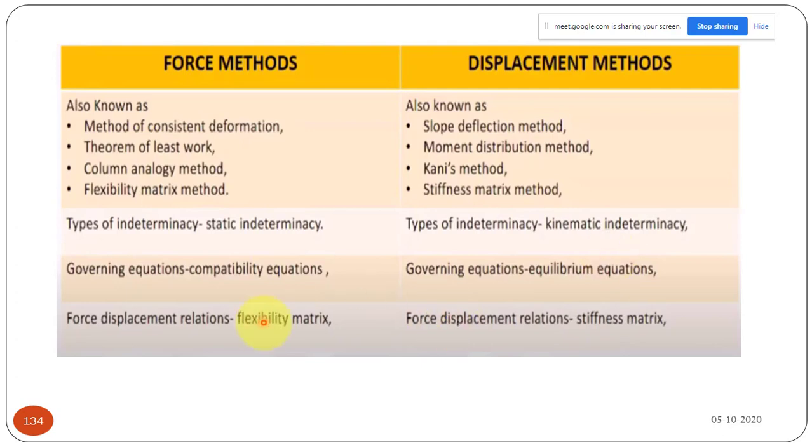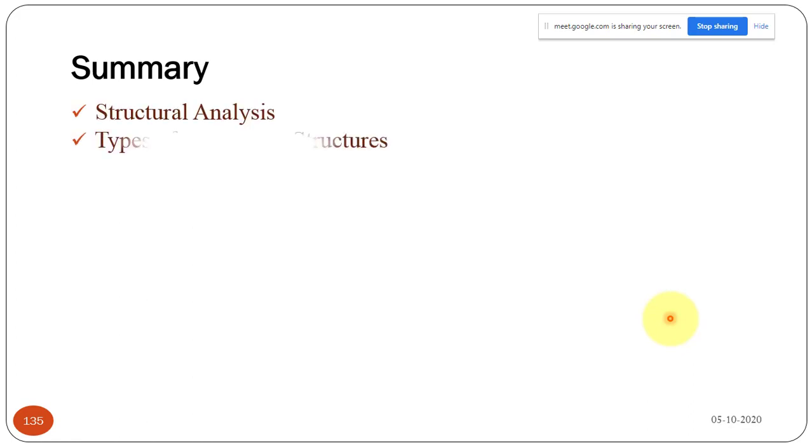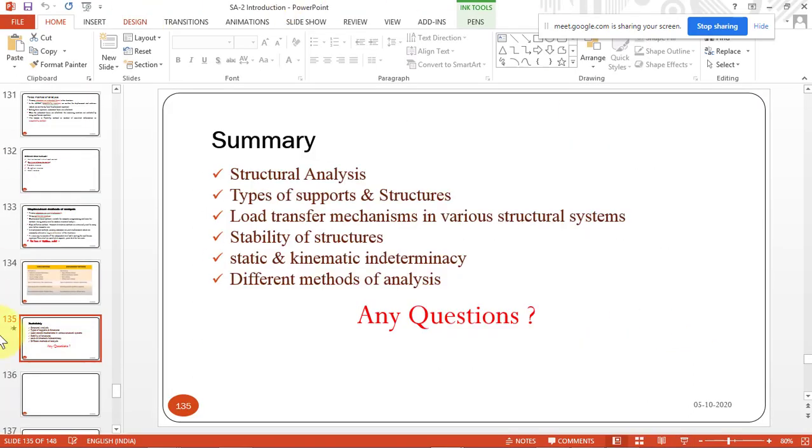It is just opposite, and we can compare. This is the force displacement relation. We can also write it in matrix form, and that will be called the flexibility matrix if it is a force method. And here the corresponding matrix will be the stiffness matrix. Flexibility matrix and stiffness matrix methods you will be studying in the last module. So I think that is the last part.